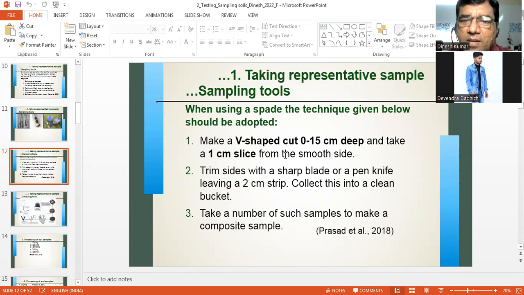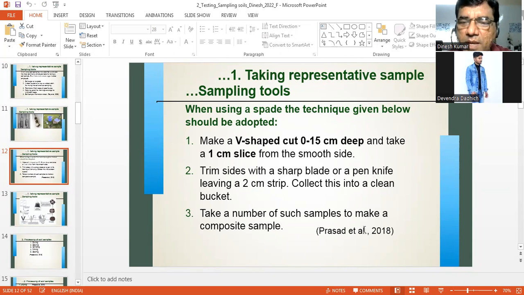Make a V-shaped cut in the soil, and it should be 0 to 15 centimeter deep in the center, and take a 1 centimeter slice from the smooth side or from both sides. You need to take a 1 to 1.5 centimeter thickness of the slice. You cut from both sides, slice up to the lower end. Trim sides with a sharp blade or a pen knife, or even a spade can be used, leaving a 2 centimeter strip. Collect this into a clean bucket. So from both sides of this V-shaped structure, you take the samples.